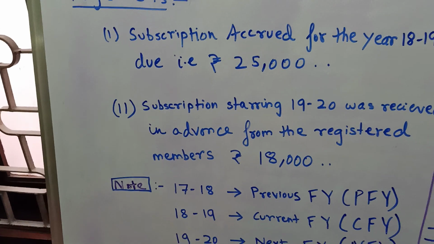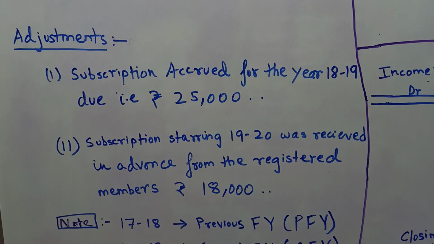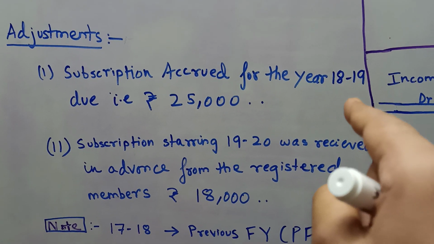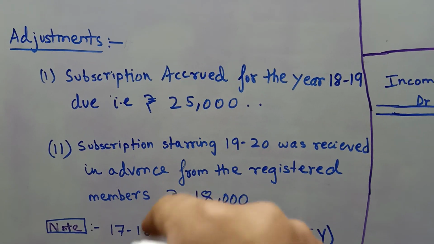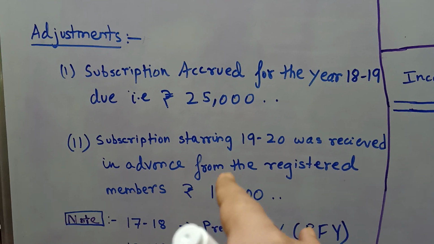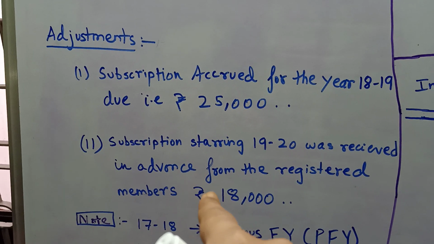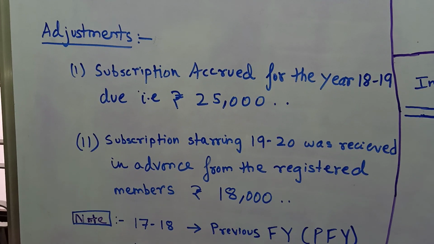Let's see what the following adjustments have to say. The first adjustment is for accrued subscription for the year 18-19 that is due, for Rs 25,000, and we have a subscription for 19-20 that was received in advance from the registered members worth Rs 18,000.